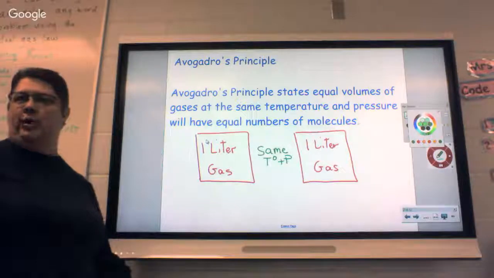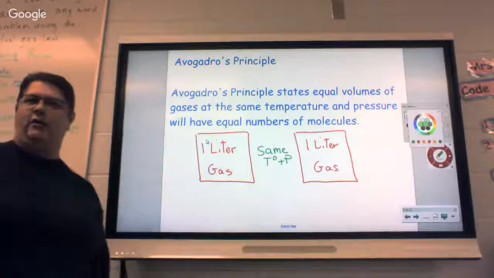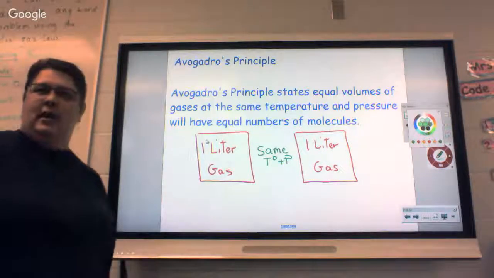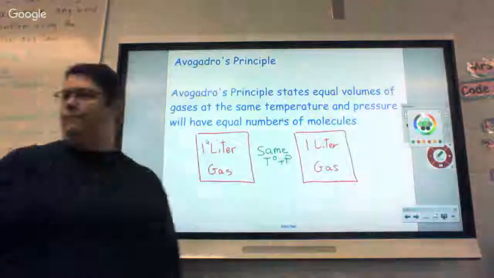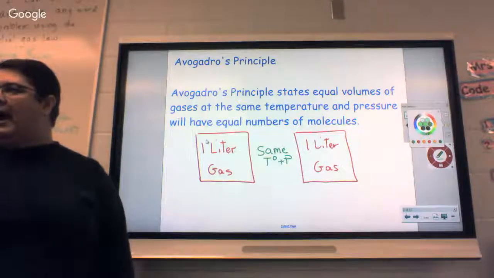Okay? So the temperature and pressure in this room, though, is pretty constant. It doesn't change, right? But if I have 1 liter of gas in this box and 1 liter of gas in this box, what does Avogadro say about the box of gas?